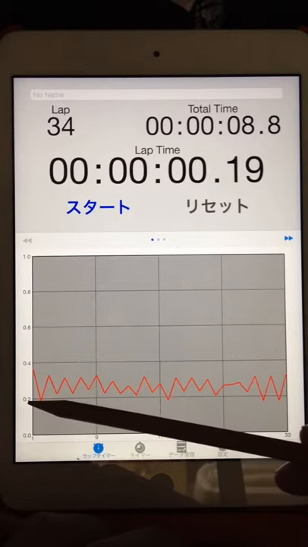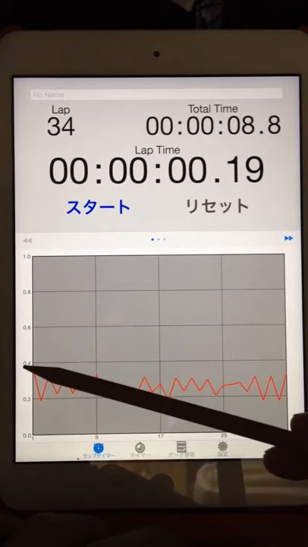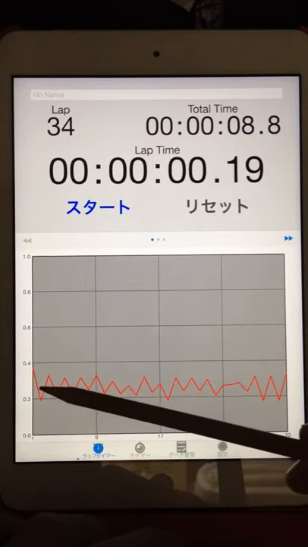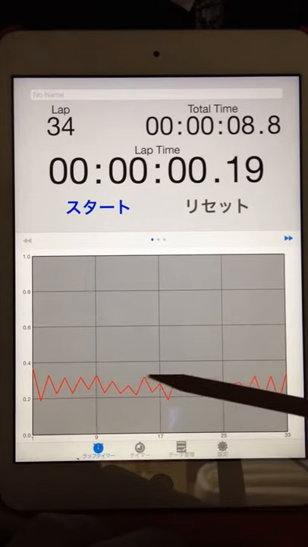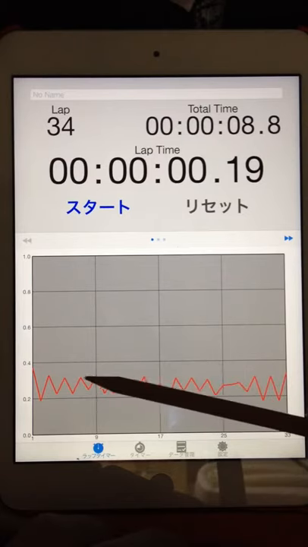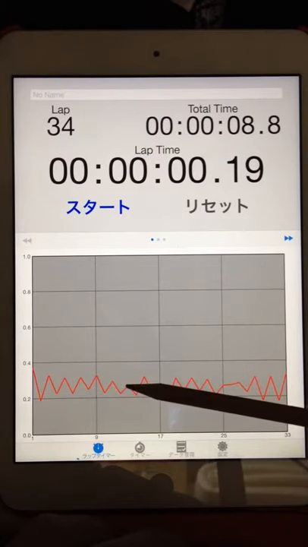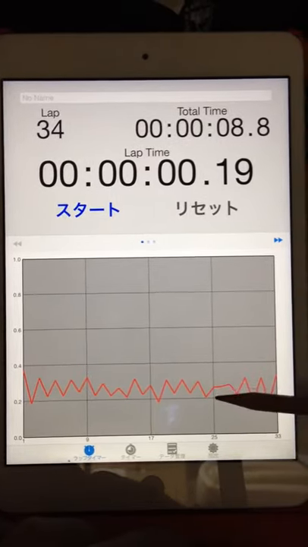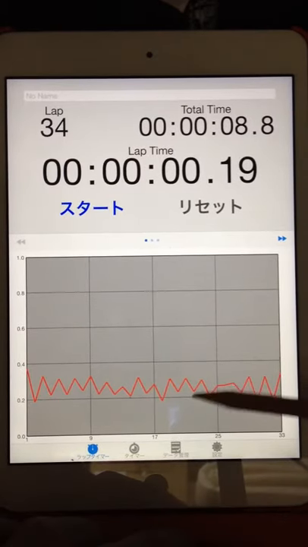This is 0.2 second, 0.4 second. Regular bounce and weaker, gradually weaker, and this part is irregular part. I sang this part irregularly.